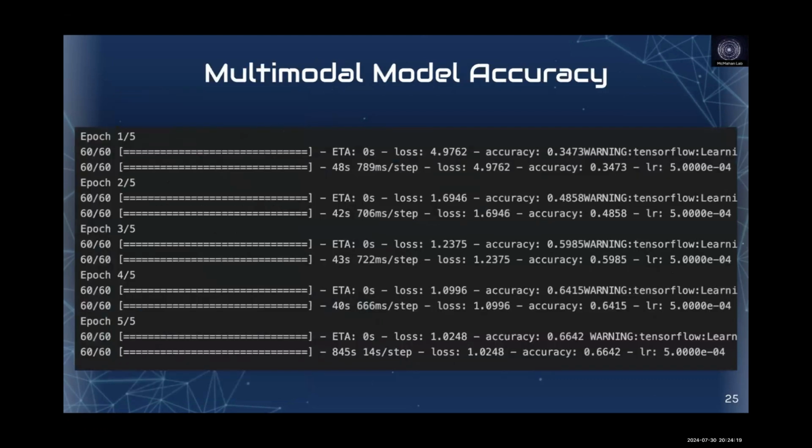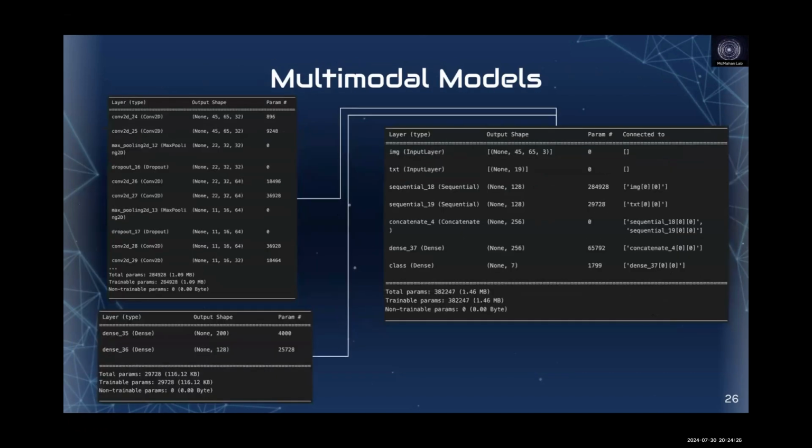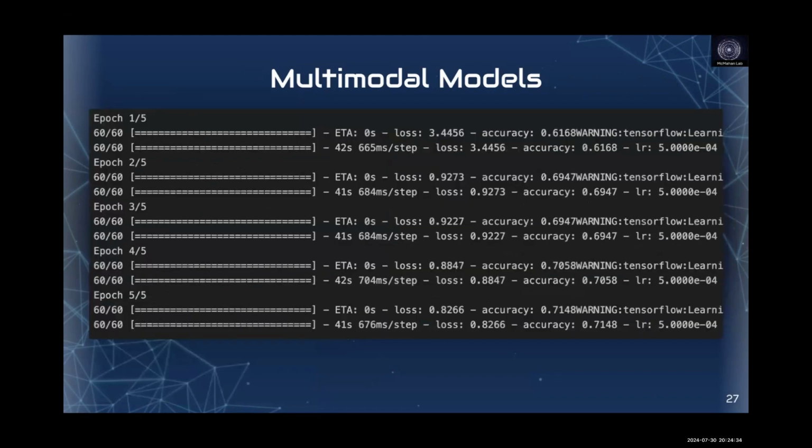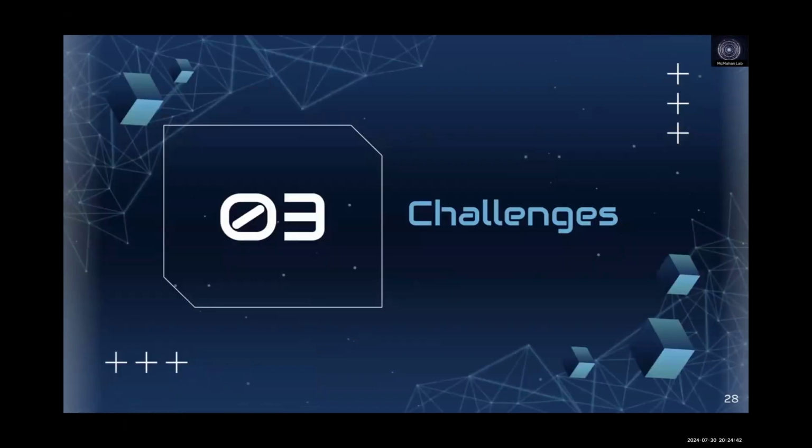The accuracy this model got was 66.42%, which isn't great, and we hope to improve that, as we can see in our next model, which is a very similar architecture, but slightly more nodes and one more layer. This model got an accuracy of 71.48, which is an improvement, but it needs to be improved quite a bit for that 90 plus.